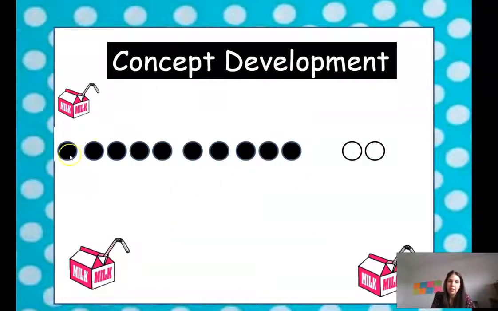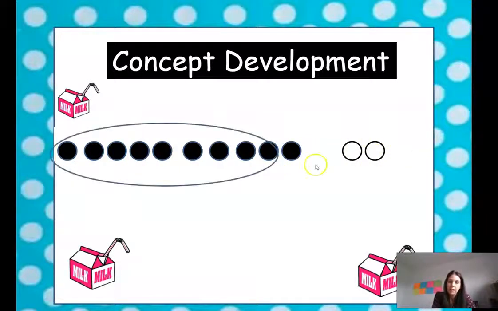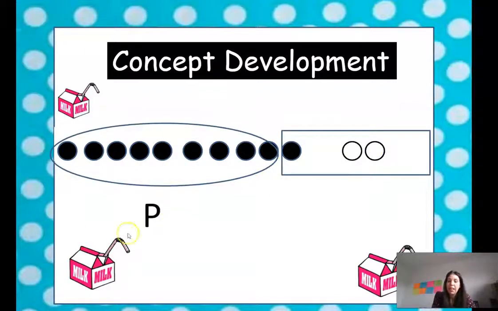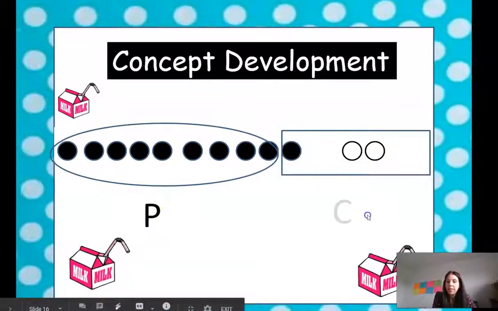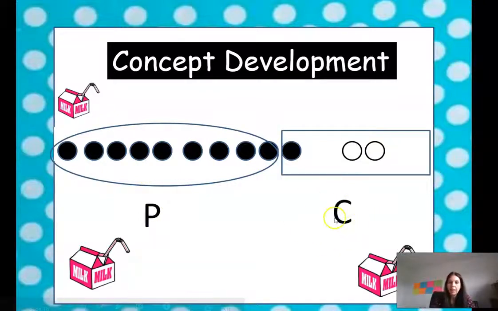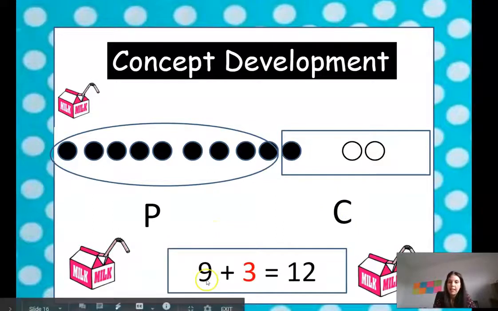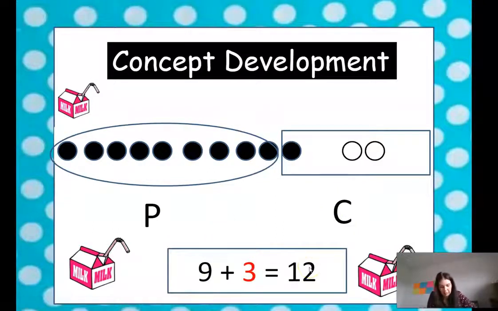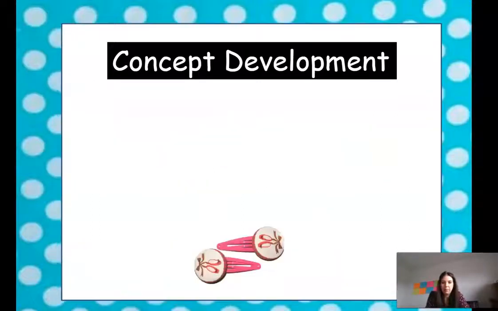So you can have 10, 11, 12. They circled 9, and they circled 3. And they wrote a P for plain, a C for chocolate. 9 plus 3 equals 12. All right, let's look at our next problem.